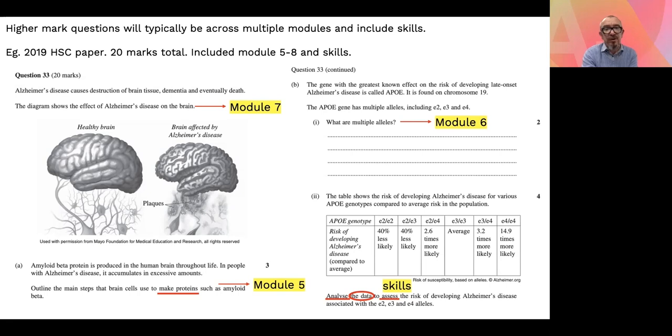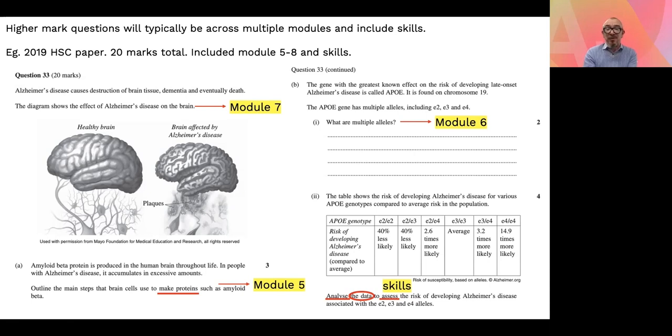Now, the other thing I wanted to draw your attention to with this particular one, this is a really good example for part A here. Outline the main steps that brain cells use to make proteins such as amyloid beta. Now, it would be reasonable for you, when you read that question, to think, oh my goodness, the teacher didn't cover that in class. The good news is that unless the teacher had an affinity for this particular area of science, there's probably not a single teacher in the state that would have covered this particular example.